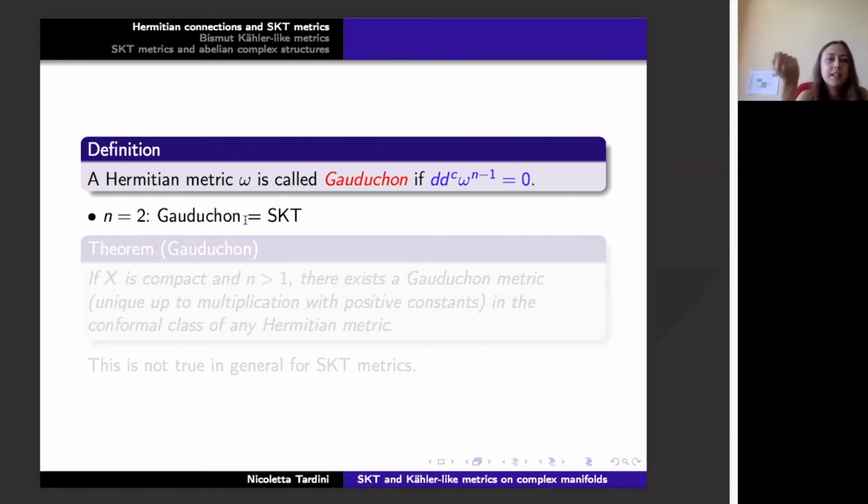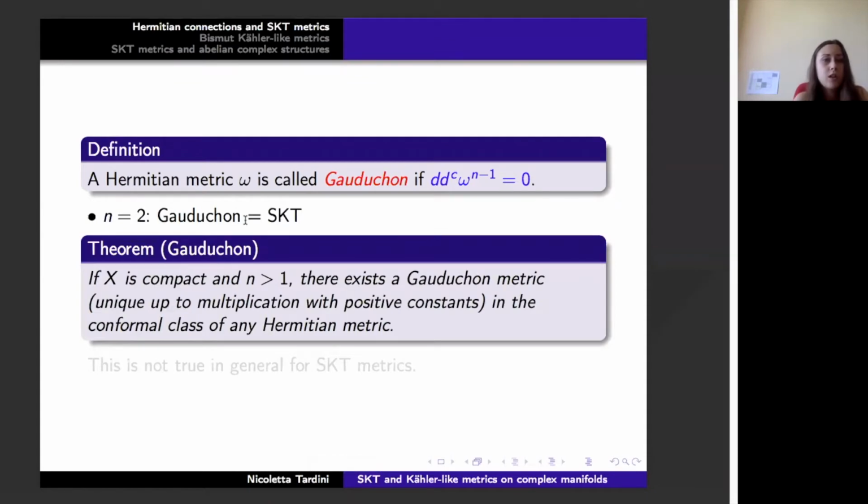And the important fact here is that Gauduchon metrics, by a result of Gauduchon, always exist on compact complex manifolds. Actually, the result is much more interesting: they always exist in every conformal class of Hermitian metrics. And if n is greater than 1, we have uniqueness in the conformal class up to multiplication by positive constants. So Gauduchon metrics always exist. This means that on compact complex surfaces, SKT metrics always exist. Every compact complex surface carries SKT metrics. But of course, this will not be true in general in higher dimensions. So again, we want to find non-Kähler examples.